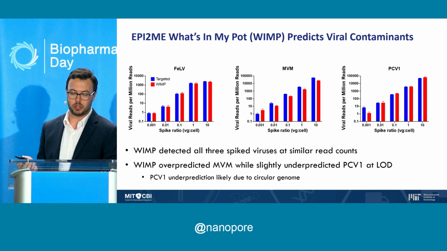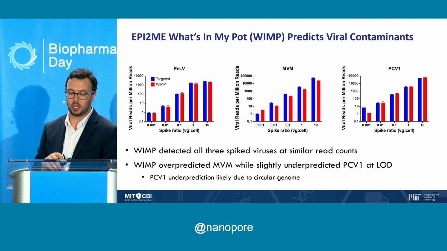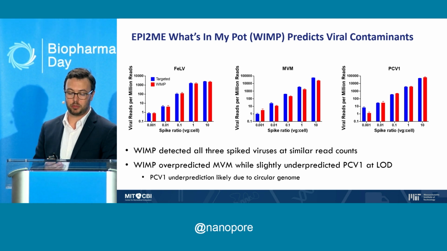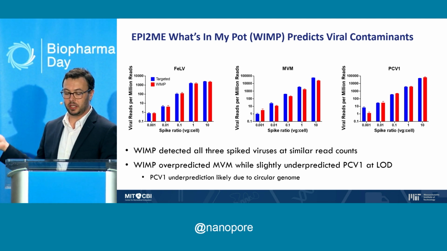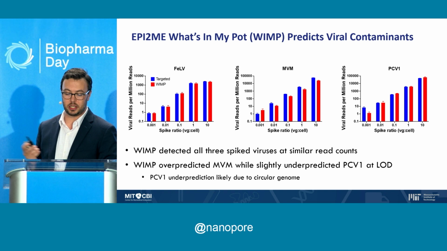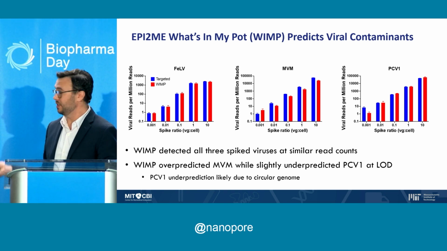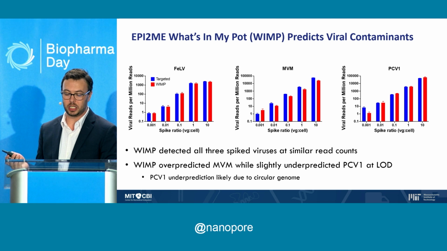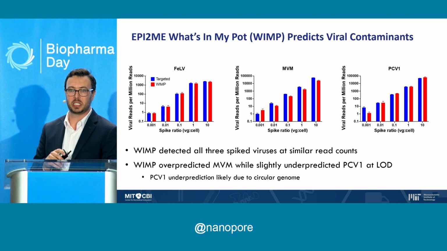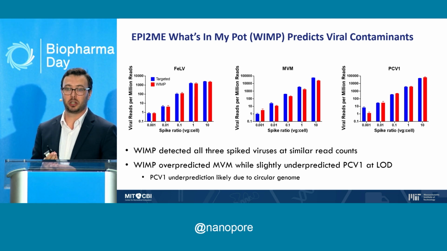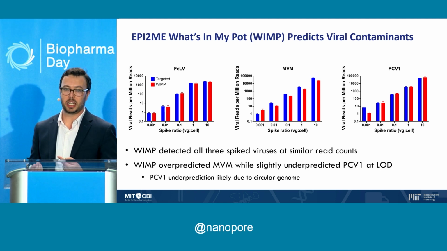And that holds true. So you can see in the red bar here, that's the number of viral reads we're detecting per million reads for the WIMP analysis versus the targeted analysis. And it matches pretty closely. In the case of MVM, there is a slight over-prediction with What's In My Pot. And in the case of PCV, there's a slight under-prediction at our LOD. We think that's mainly due to the fact that PCV1 is a circular genome and needs to be handled in a particular way when looking at this in a database, which I'm happy to discuss during the question section.